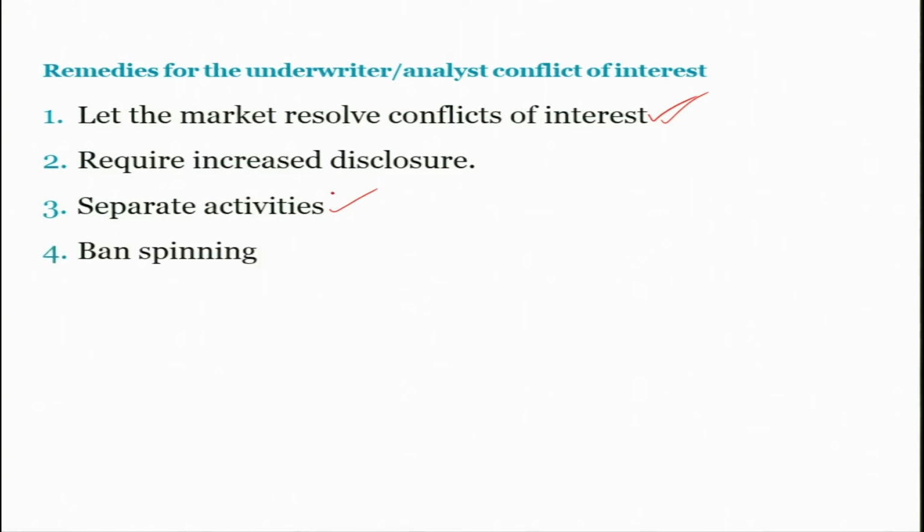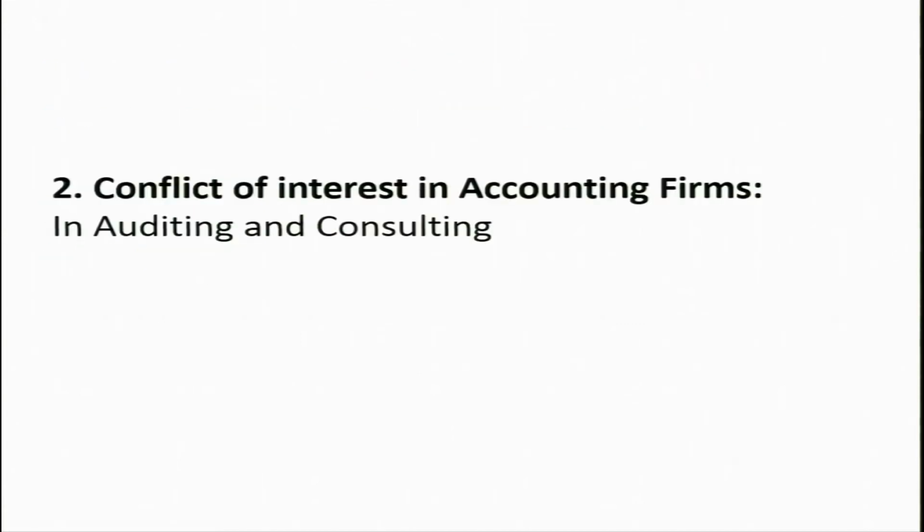The fourth one is the ban on spinning. We have seen in the previous session that one of the ways investment banks persuade, or bribe, the managers or executives of the firm to get their consultancy business is by giving hot and underpriced IPOs, right. Because of that, the managers will be biased in giving their consultancy business. Not only that, next time they may give their investment banking business to this firm as well. So this is what the ban on spinning addresses.